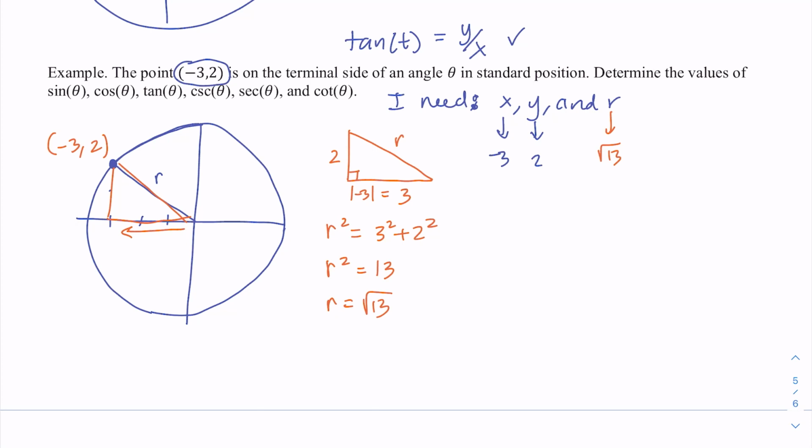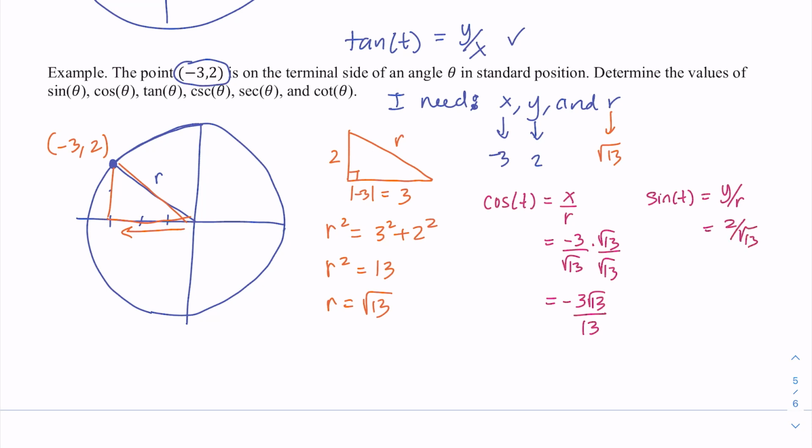All right, so let's see. I'm going to have cosine of t is x over r. So it's x over r, that's a reminder, and that's just -3 over root 13. Now I always want to rationalize the denominator, so negative 3 root 13 over 13. So not the prettiest value, but it'll work. Okay, let's do the same thing for sine of t. So sine of t is y over r, which is 2 over root 13. So this works the same way. We get 2 root 13 over 13.